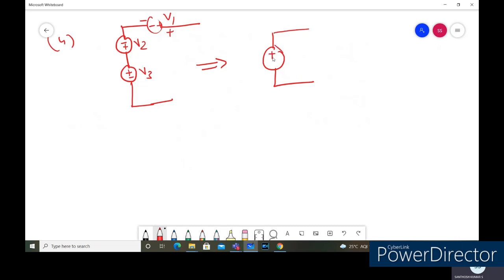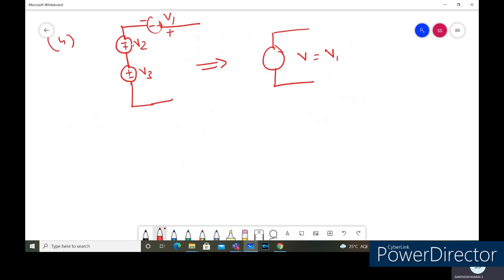Say the polarity of this one depends on the maximum amplitude. So for the time being I'm going to retain the polarity like that only. This depends on the individual voltages, and we can define the polarity. So V is equal to V1, since V1 is connected with the reverse source.